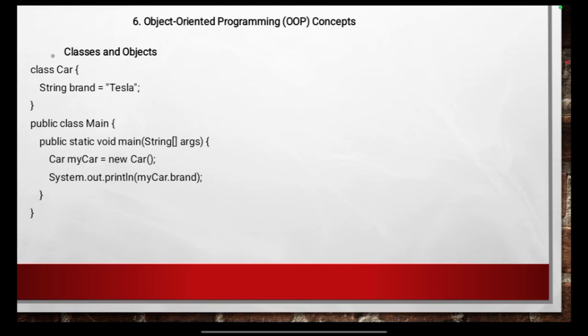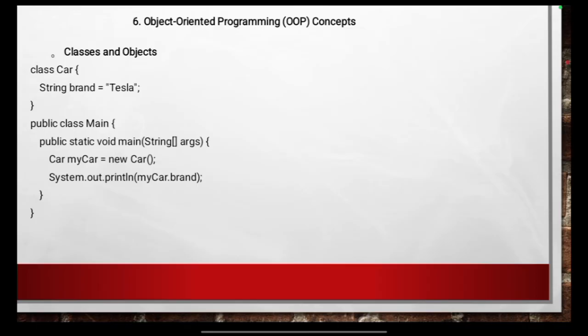So this demonstrates that Java is an object-oriented language where classes serve as blueprints to create objects, and objects hold specific data and behaviors. The concept of classes and objects forms the foundation of object-oriented programming, allowing developers to organize and manage complex systems by grouping related properties and behaviors together. So in this code, we define a class Car which contains a field named brand. This field holds a value Tesla, representing the brand of a car.